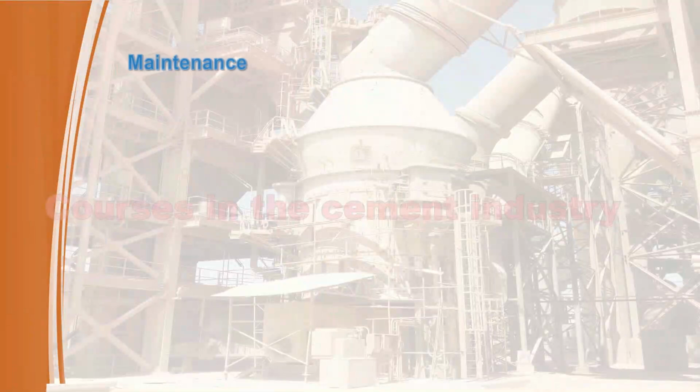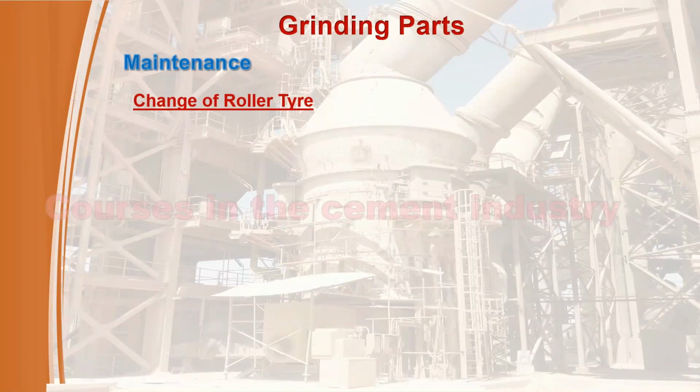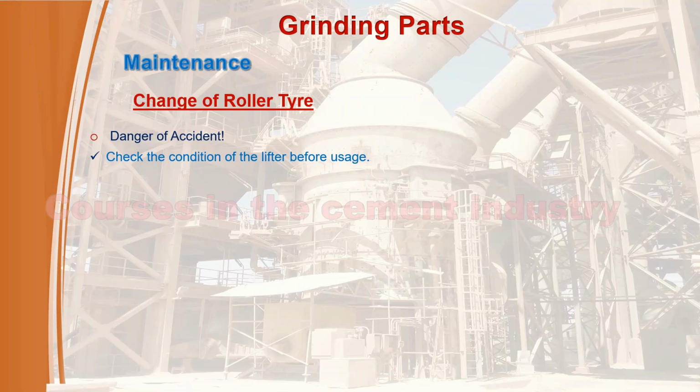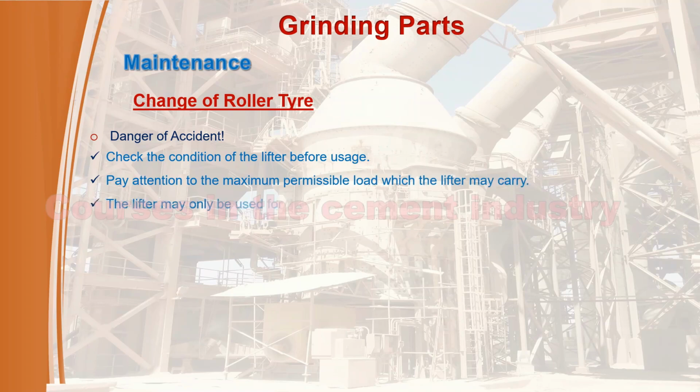We follow maintenance 4. Grinding parts. Change of roller tire. 1. To avoid the danger of accident: A. Check the condition of the lifter before usage. B. Pay attention to the maximum permissible load which the lifter may carry. C. The lifter may only be used for the transport of roller tires. Removal by force from the hub is not permitted.